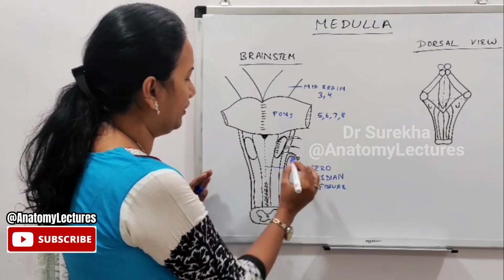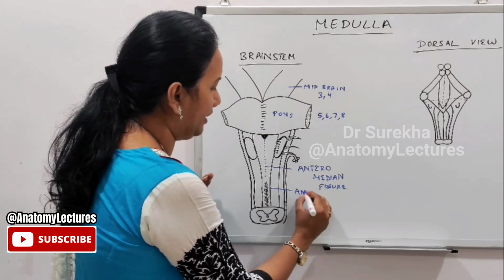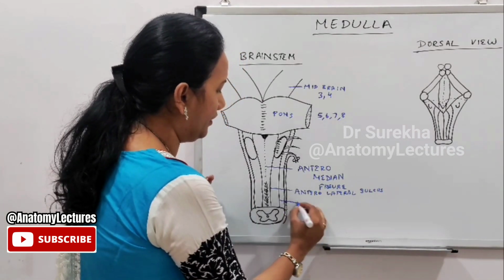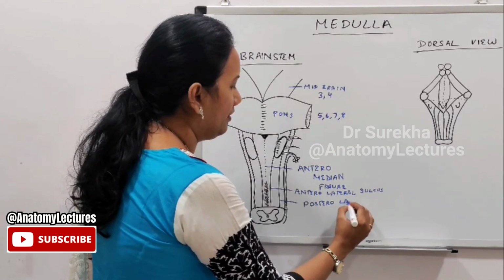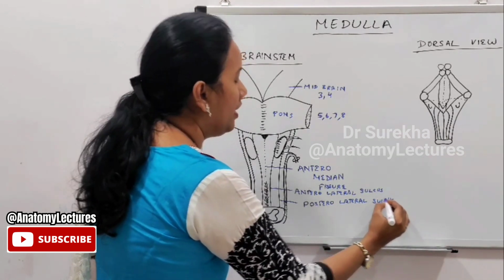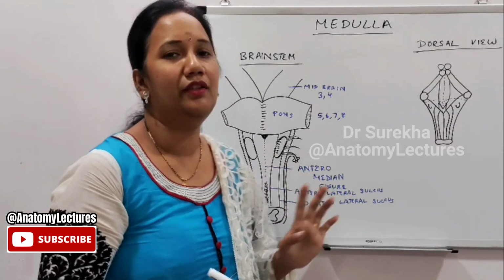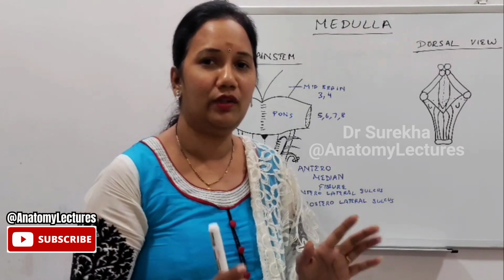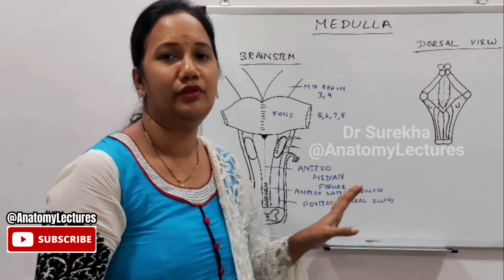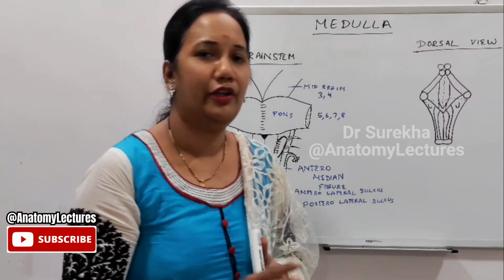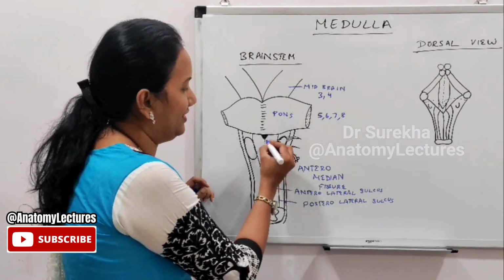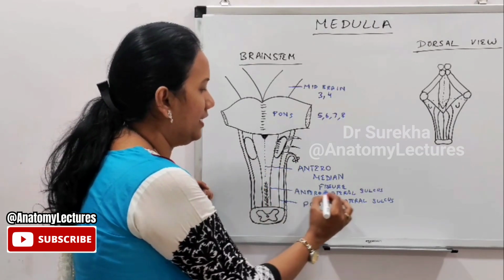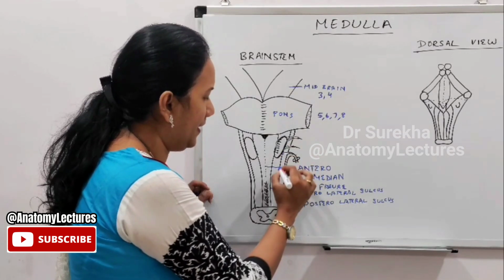Lateral to that you have the anterolateral sulcus, and even lateral to that you have the posterolateral sulcus. If you remember, in the spinal cord, in the anterior aspect you have the anteromedian fissure and the anterolateral sulcus, and in the posterior aspect you see the posterolateral sulcus. But in the medulla, you see the anteromedian fissure, anterolateral sulcus and posterolateral sulcus in the ventral view itself. Point to be noted. The anteromedian fissure divides the ventral surface of the medulla into two equal halves, lateral to that is the anterolateral sulcus, and even lateral to that is the posterolateral sulcus.